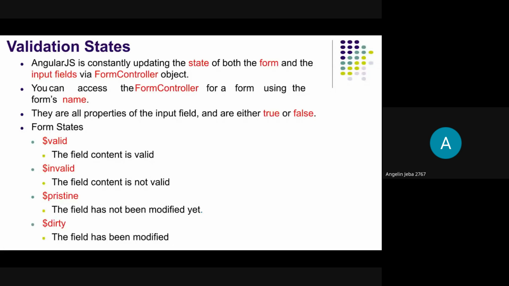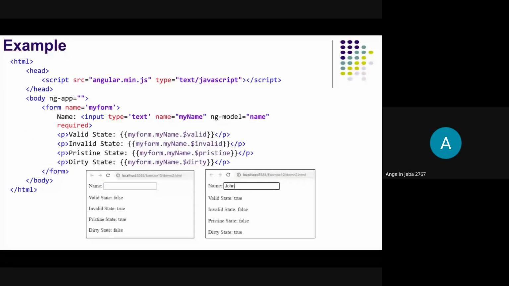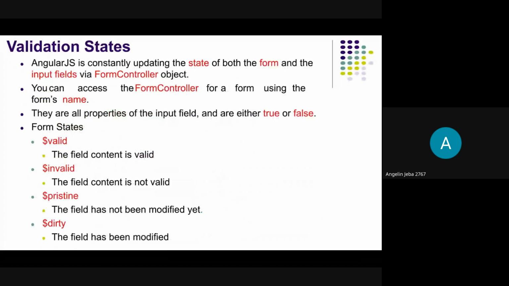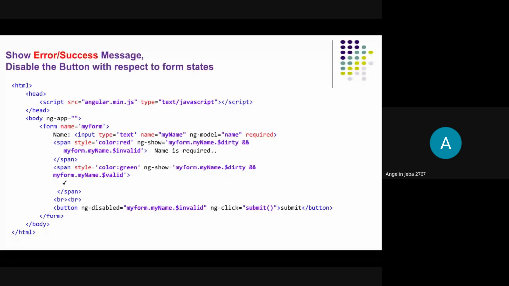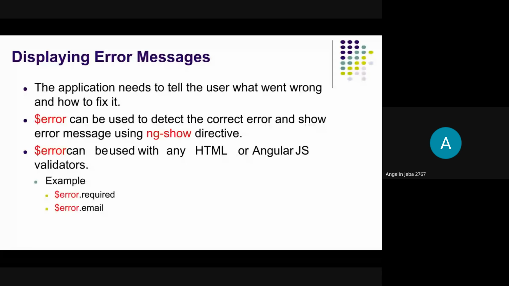That is valid, invalid, pristine, which means it has not been modified yet, and dirty, the field has been modified. So for example, we are entering John, and the valid status, it is not modified, so it is true. Similarly, we can make use of some error and success buttons too. How to display the error? To display the error, we make use of error dot required, that is the fields are required to be entered. So we can keep it as required or email.